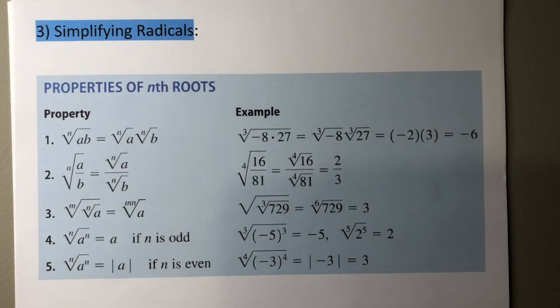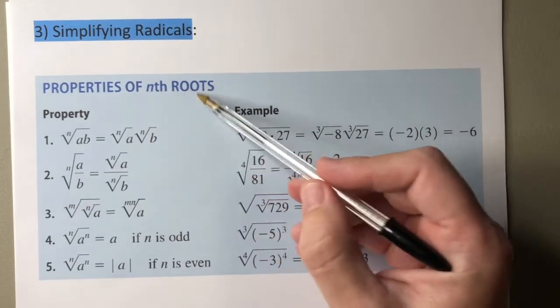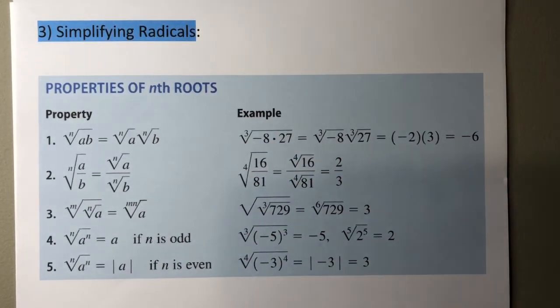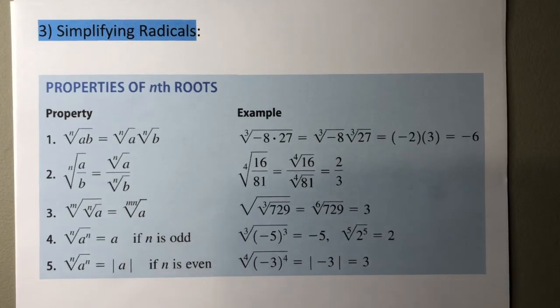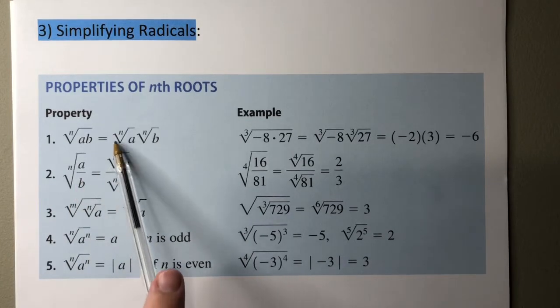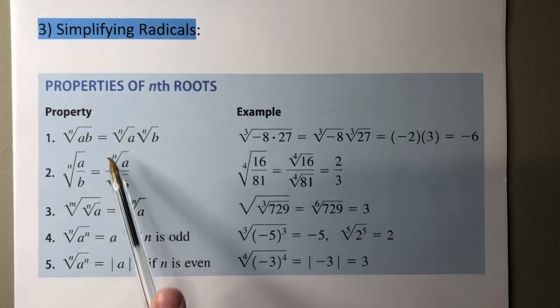All right, moving right along. The next thing we want to talk about here in section 1.7 is simplifying radicals. Here are the properties of nth roots. All right, they're very similar to the properties of exponents. It's just that instead of being in exponential form, they are in radical form.